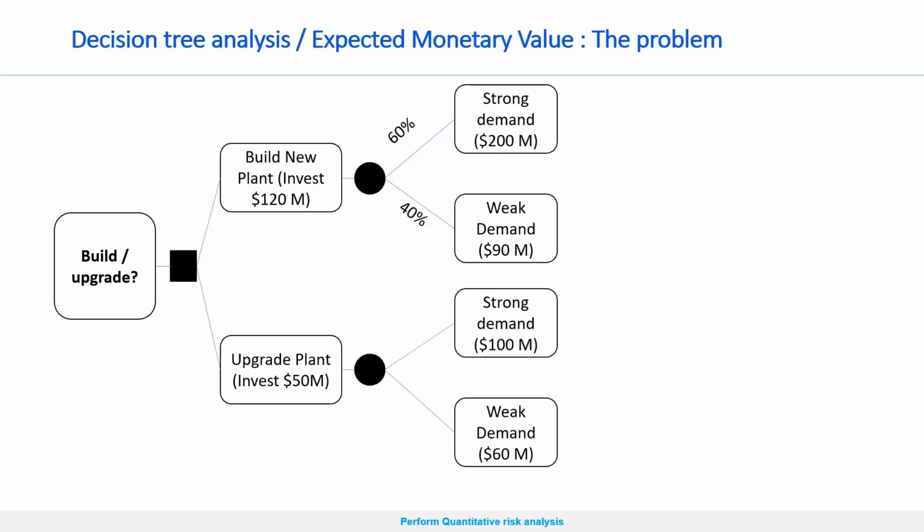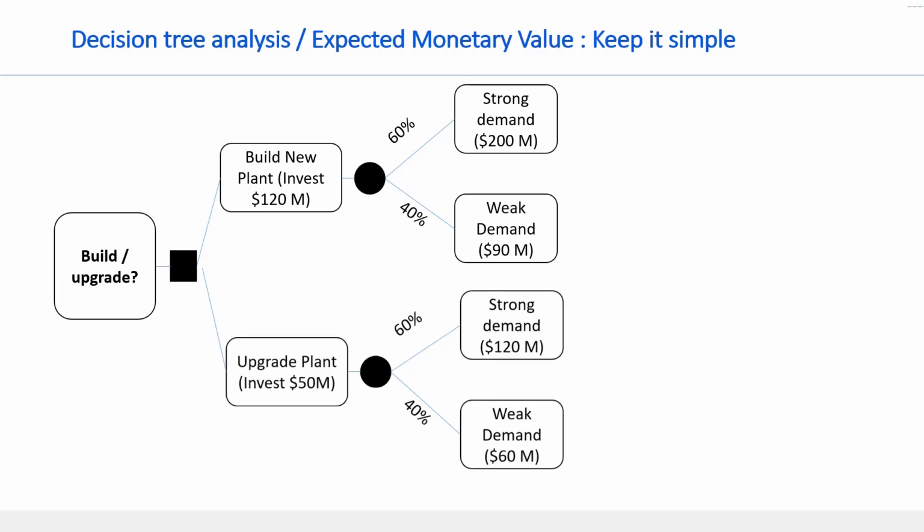And when you upgrade the plant during the strong demand period, you are likely to make $100 million. And if it's weak demand, you are likely to make $90 million. There is a 60% probability for strong demand and 40% probability for weak demand. Now, the question is, which one will you choose? Will you build a new plant or upgrade the existing plant?